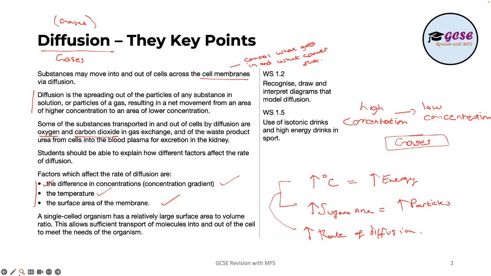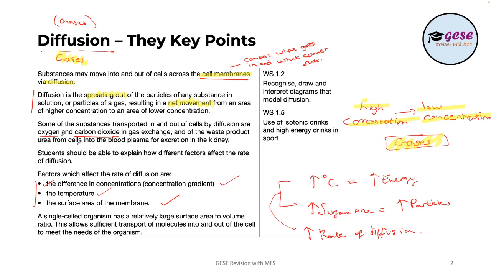So if we summarize now, substances move into and out of cell membranes via diffusion, and the main one is gases. Gases are the ones which are moving. Diffusion moves from an area of high concentration to an area of low concentration. Again, main source includes gases, and we normally refer to it as the net movement from an area of high concentration to a low concentration, and it's also the spreading out of particles. So just remember those key words there.